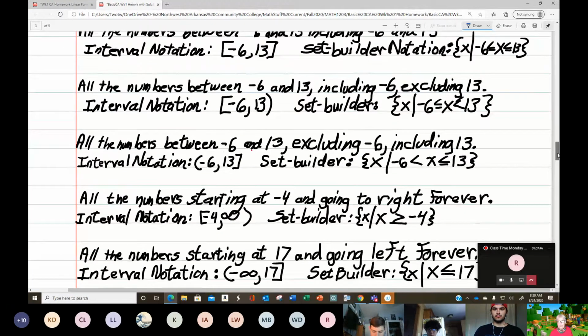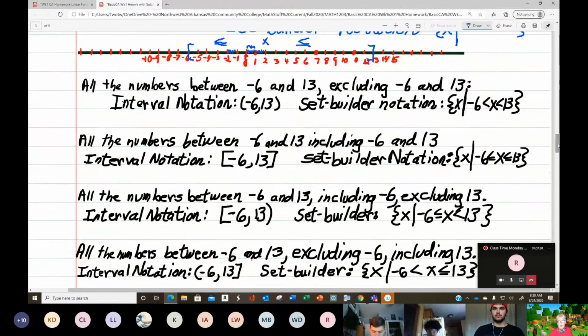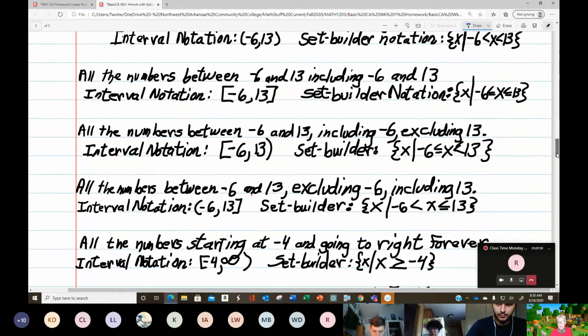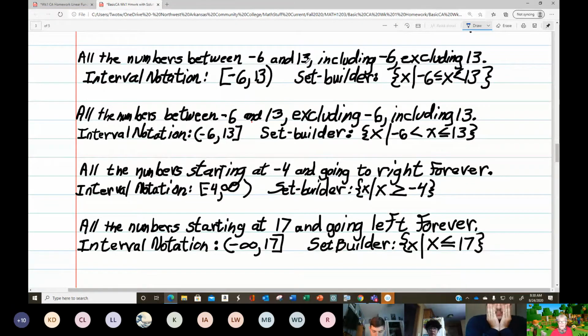Okay, so now that's these two. These are the two major kinds of, I mean, these are already introductions to set builder and interval notation, but then we come on down to other possibilities. For instance, all the numbers between -6 and 13, including -6, but excluding 13.